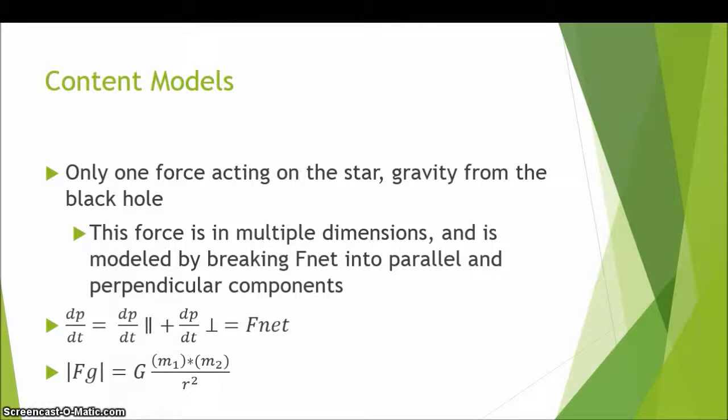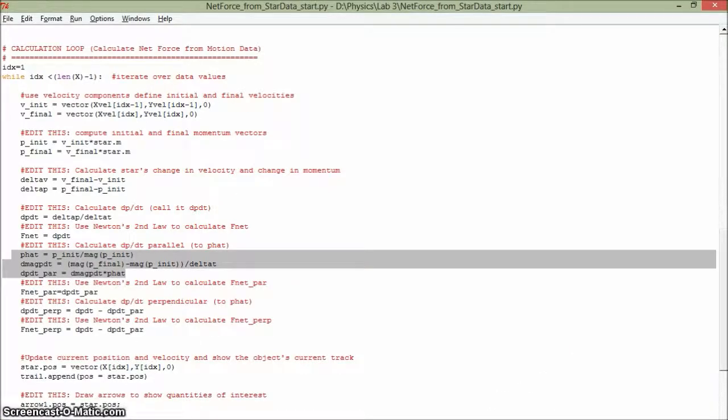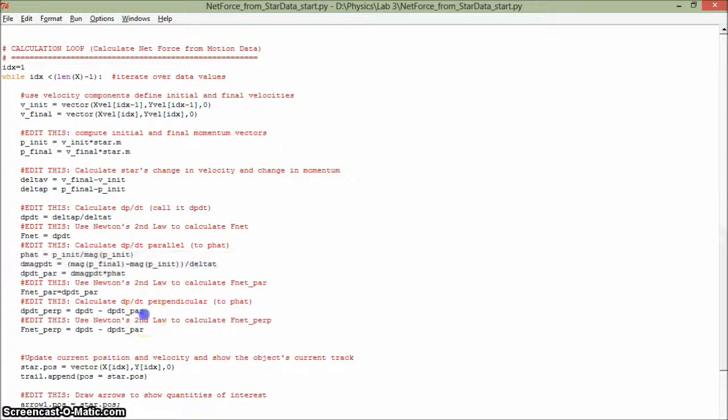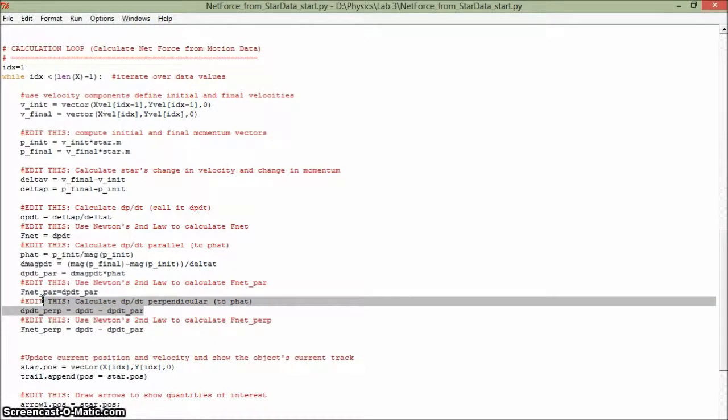Now, applying these concepts to the Python code, we can see how the code is manipulated to model our system here. We can see here how we broke up the components of dp/dt, and then wrote dp/dt parallel as the derivative of the magnitude versus time times p hat. One useful concept that we also used in the code was the way in which we wrote dp/dt perpendicular here. To make it easier, we just subtracted dp/dt parallel from the total dp/dt to give us dp/dt perpendicular.